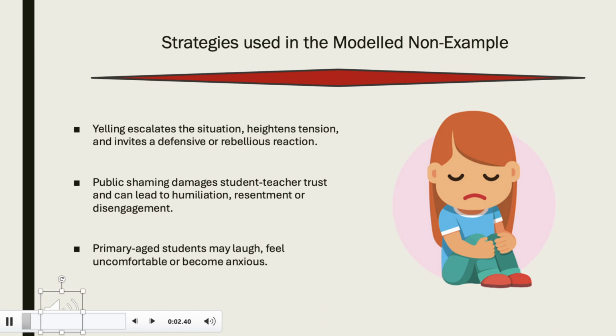In that video, the teacher demonstrated ineffective behaviour management skills. To elaborate, yelling escalates the situation, heightens tension, and invites a defensive or rebellious reaction. Public shaming damages student-teacher trust and rapport, leading to humiliation, resentment, or disengagement. Students of a primary age may laugh, feel uncomfortable, or become anxious in the classroom. And finally, it doesn't teach Emma what to do, instead only that she's a problem in the classroom.